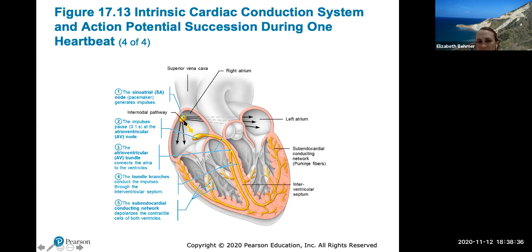So here's the SA node begins the electrical impulse. And then from there, it will travel to the AV node where the impulse will be slowed or paused to give time for the ventricles to fill up with blood following atrial contraction. And then the impulse will travel through the bundle of His into the right and left bundle branches, and then into the Purkinje fibers, which travel into the walls of all of the cardiac cells in the ventricles.